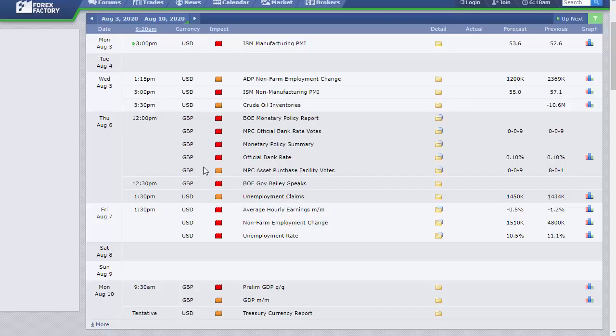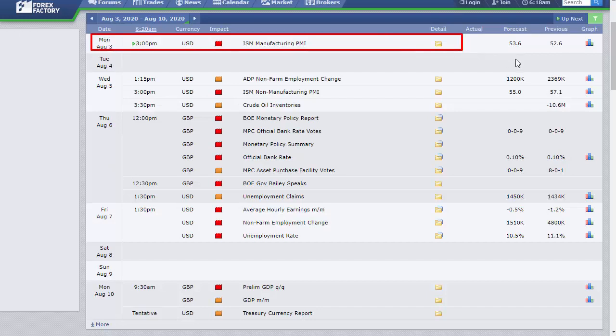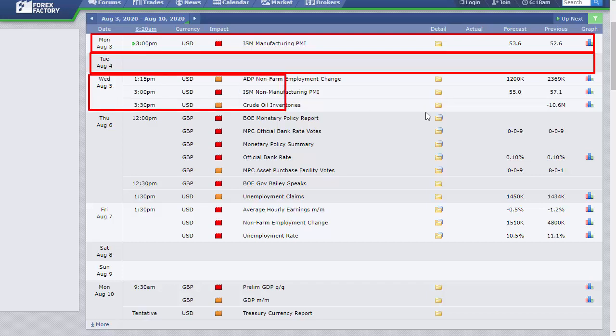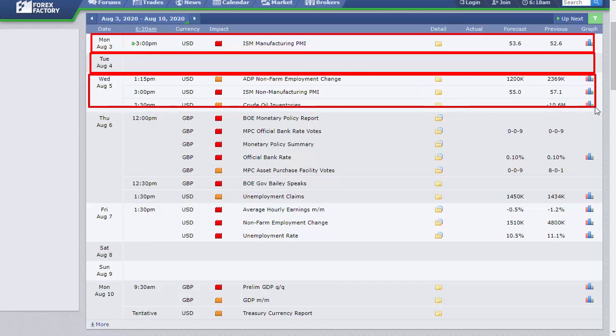And then finally, let's have a look at the week ahead. We've got news today, ISM manufacturing. This is for the US at 3 p.m. There is nothing tomorrow. No news Tuesday, which can be very quiet and sideways, just be warned. And then on Wednesday, we've got ISM manufacturing. That's the main one there.